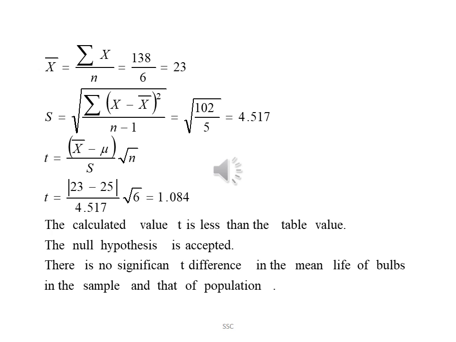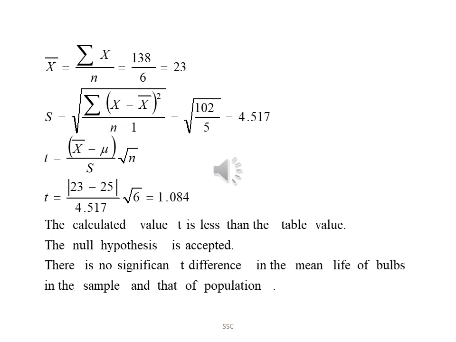The t-test formula is x bar minus mu by s divided by root n. So just substitute these calculated values into our test statistic formula. X bar is 23 and mu is 25, which is given in our question as the average mean life of the electric bulb. Divided by 4.517, which we just calculated. Then root n, where n is the sample size 6. The difference 23 minus 25 will be 2.